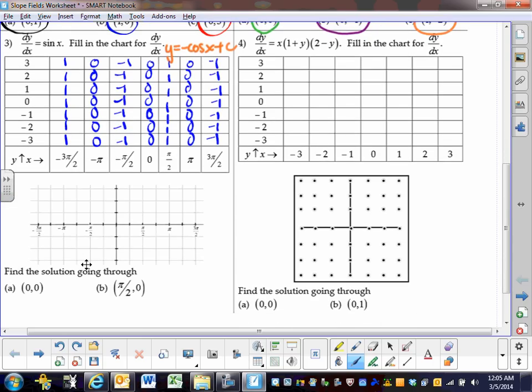So in filling out my slope fields at 0, we should always have 0. Pi over 2, we should have 1. At negative pi over 2, we have a slope of -1. At pi, we have a slope of 0. At negative pi, we also have a slope of 0. At -3 pi over 2, the slopes are 1. And at 3 pi over 2, our slopes are -1.